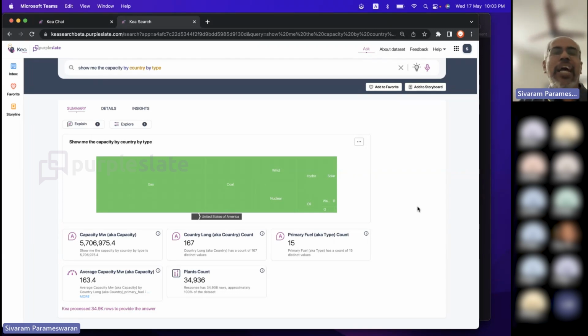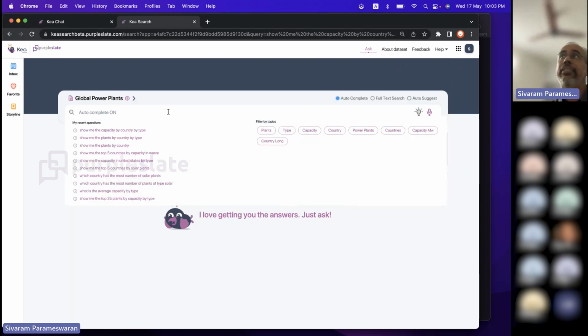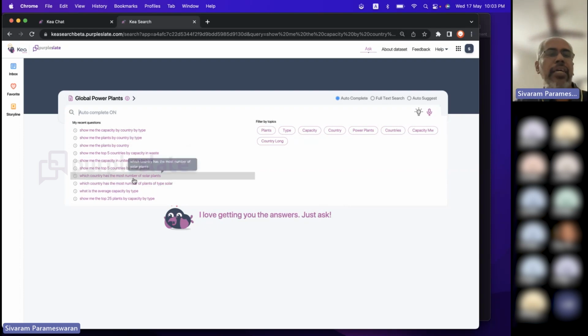So again, going back to that, I can see that by the number, solar had more plants, but in terms of capacity, it's the other modes. This is exactly what we mean by, can we really let the users ask these questions? Since I'm trying to build a story around solar power plants, I can keep asking questions like this.